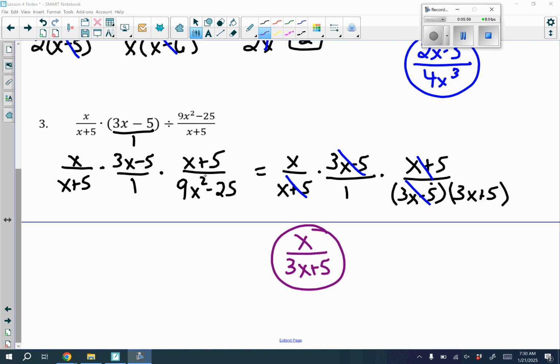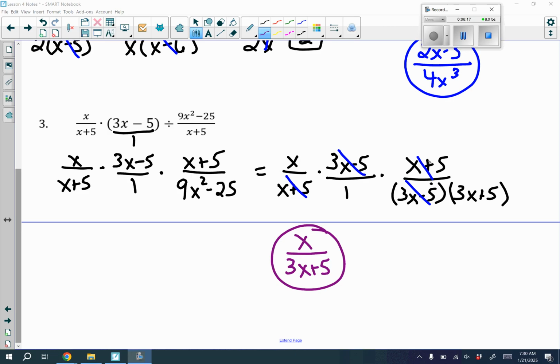Then I factored. The only thing I could factor was 9x squared minus 25. That factors out to 3x minus 5 and 3x plus 5. Remember, that's your difference of squares. Then I cancel things out. Anything I see in the numerator and in the denominator, you do it, even if it's not in the same fraction. That is okay.